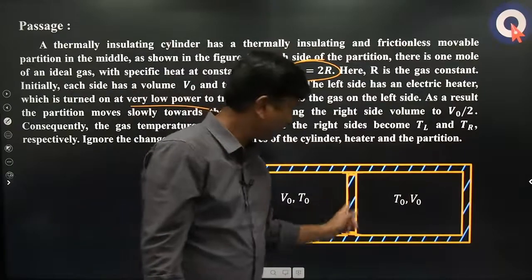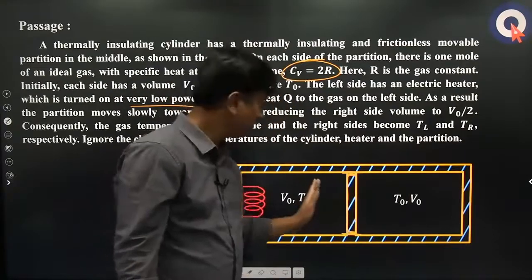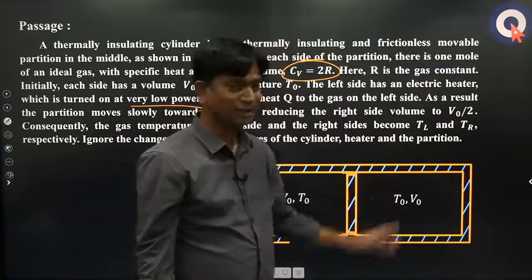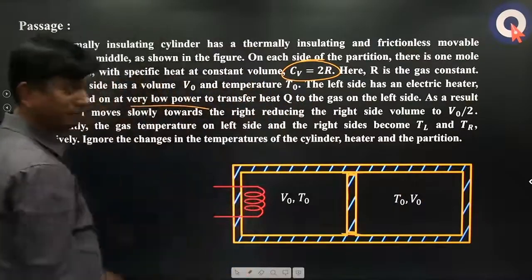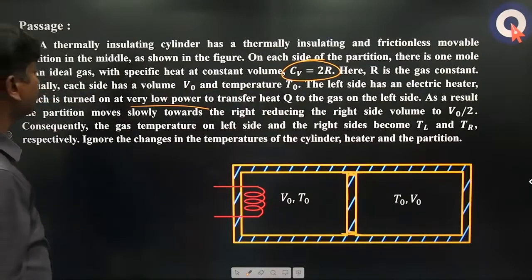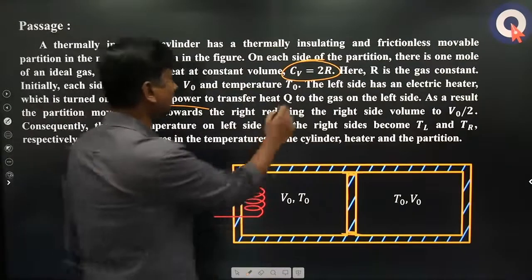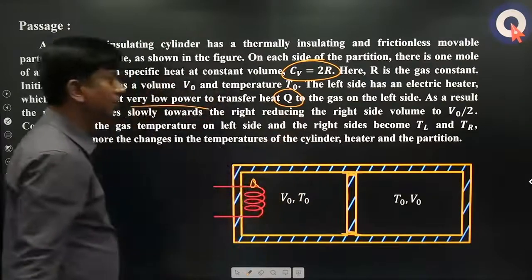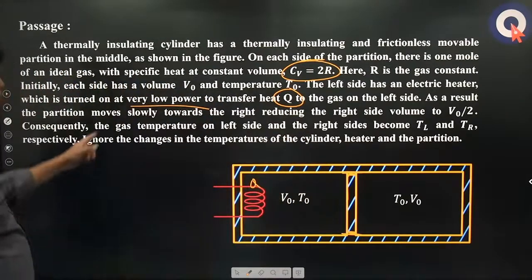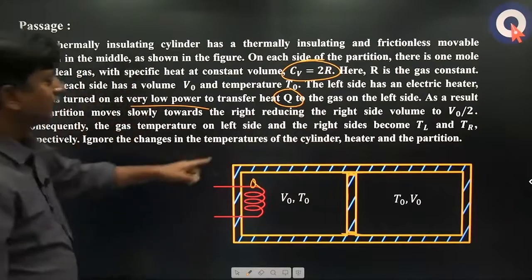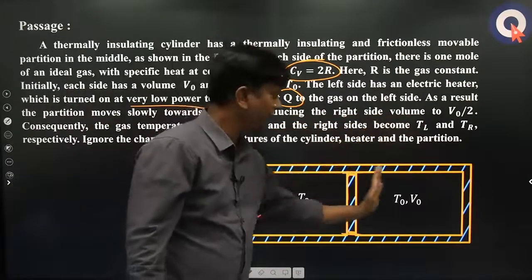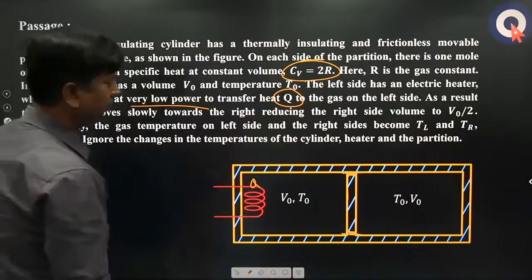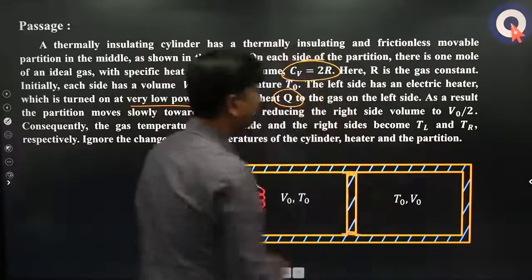Now the partition is also insulated, so heat is not transferred from here to here; rather, work will be transferred from here to here, correct? So that is the difference between the two passages. To transfer heat Q to the gas on the left side, the partition moves slowly towards the right, reducing the right side volume to V0 by 2. So finally, this will move somewhere here.